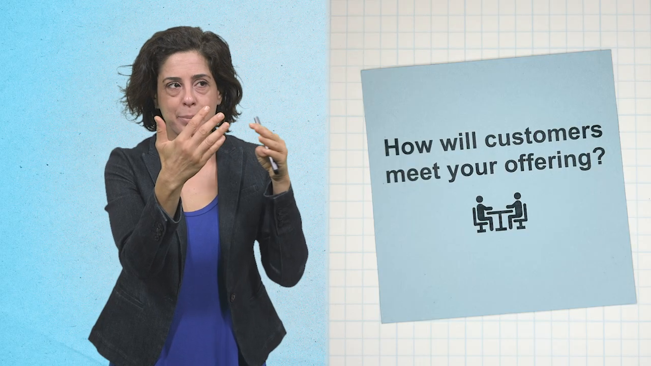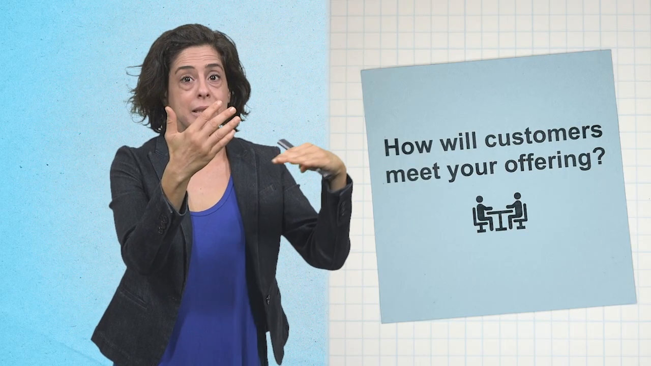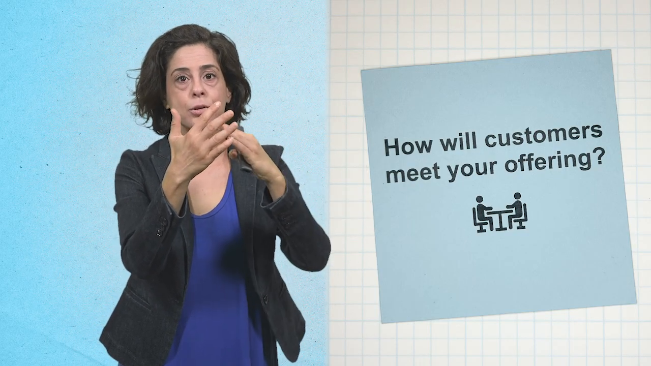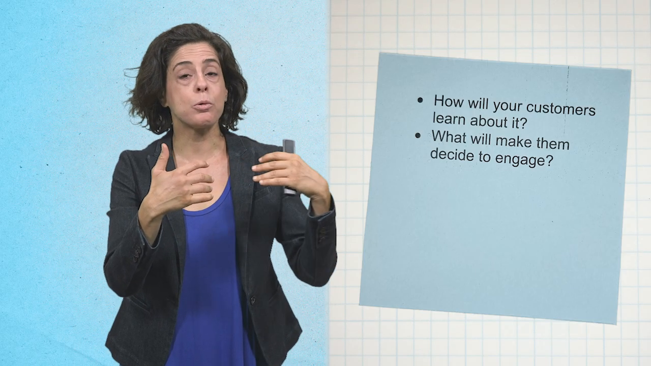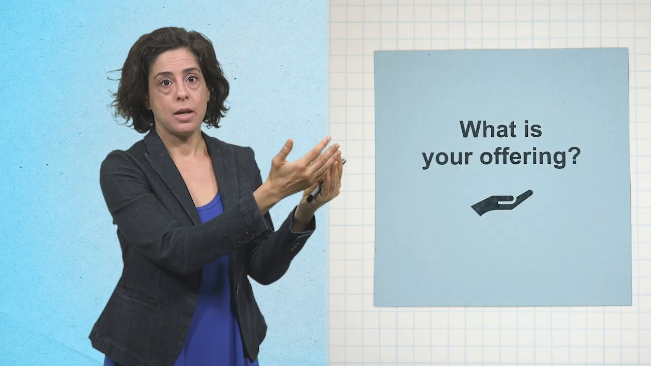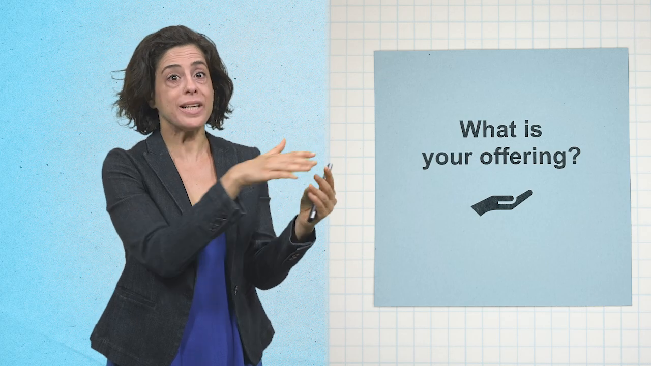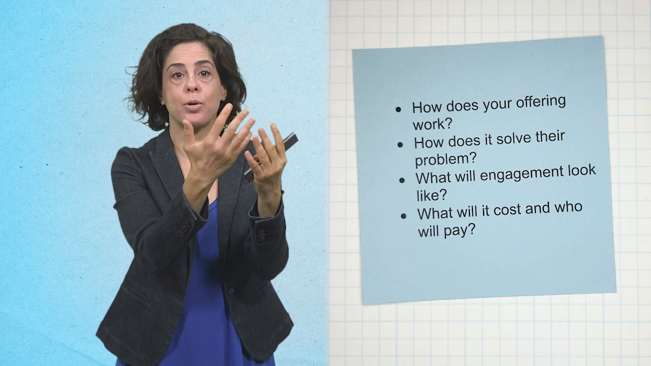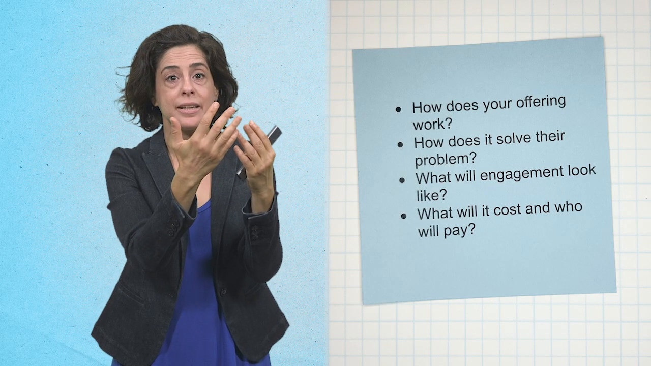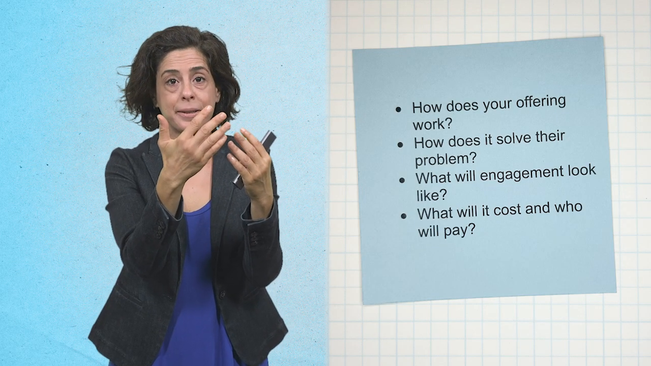But there's something that happens first. How will they meet their offering? What does that arrow look like from the first to the other? How will they learn about it? What will make them decide to engage? And then, what is your offering? How does it work? How does it solve their problem? What will engagement look like? What will it cost and who will pay?